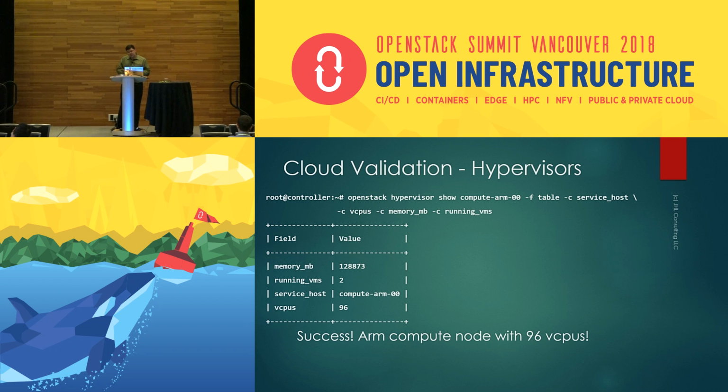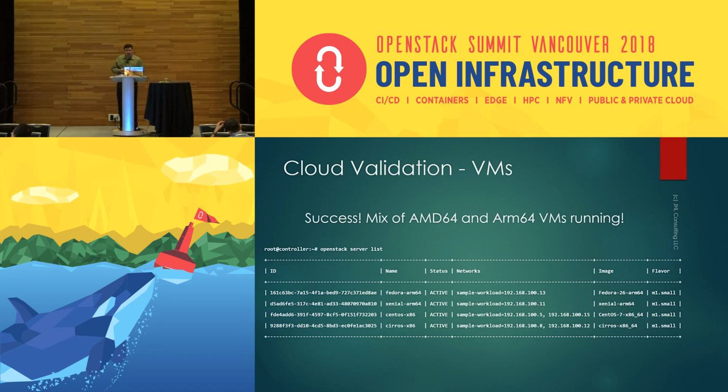Can we see all the cores running okay? So in this case, we've got a 96 core machine. We go through and say, okay, give us the hypervisor information for this compute node. And we can see all the memory, and we can see all the CPUs, all the cores.